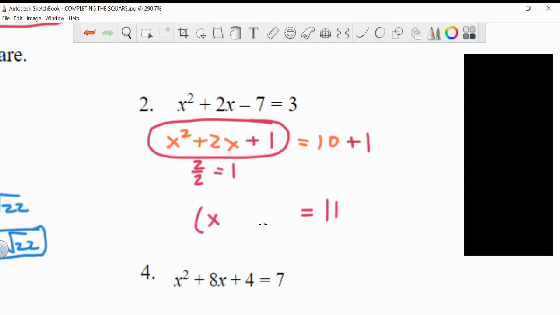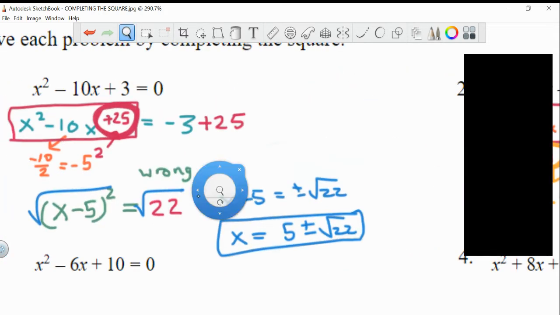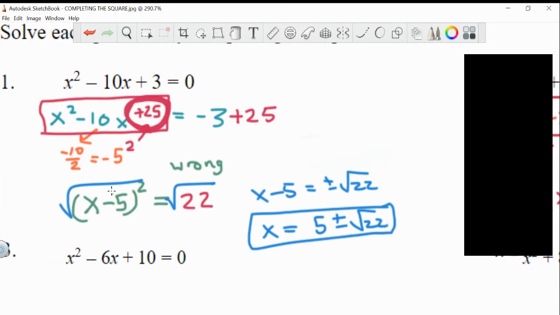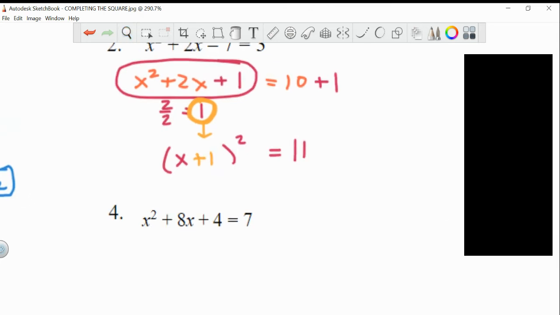I'm going to have x squared. And then the number that goes right here is just half of that middle number. So it would be plus 1. You know, over here, it was a minus 5, and so we had minus 5. So that's it. That's completing the square. Solving this is super easy.